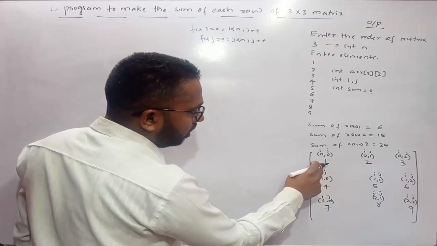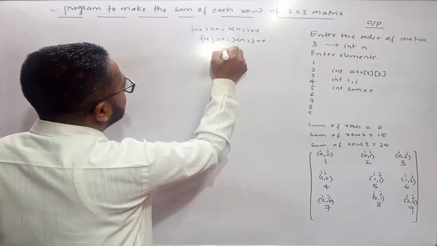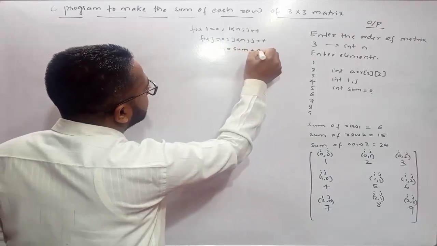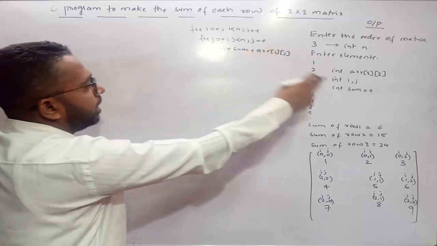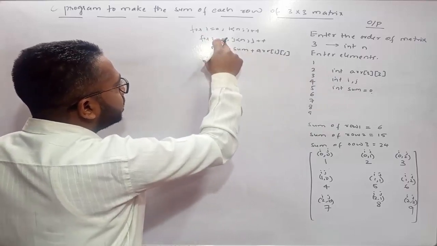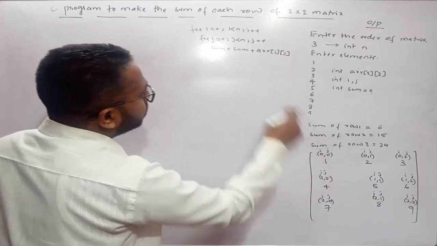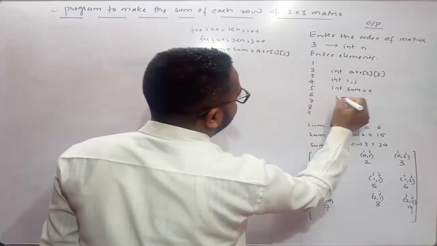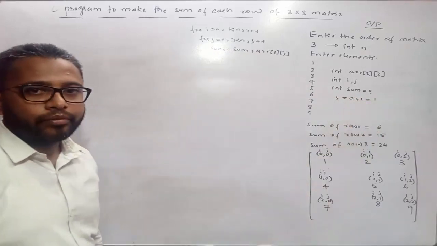Next, when the i value is 0 and j value is 0, I am referring to this item 1, i 0, j 0. So I will add sum equals sum plus array of i, j. Sum value is 0, 0 plus array of i, j. i is 0, j is 0, so array of 0, 0, which means this item. So sum 0 plus 1, and I will get 1.